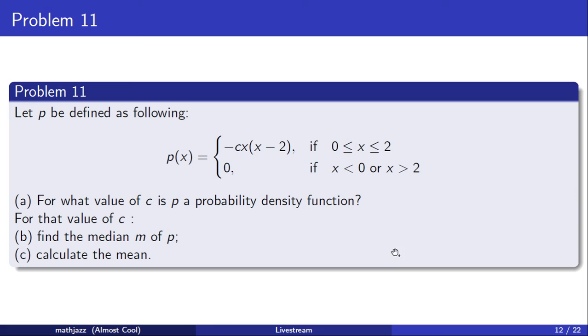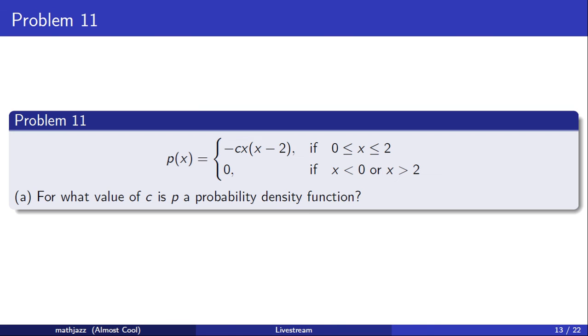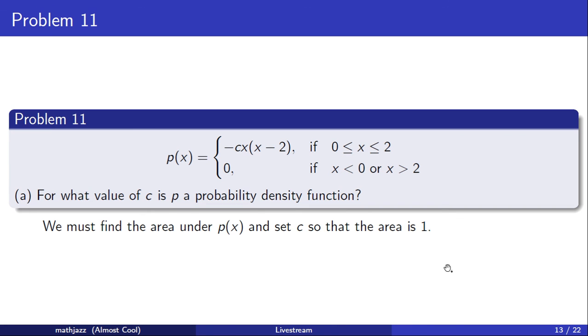Problem 11. So we have a probability density function. This probability density function is given as stated. We want to know what value of c makes this a probability density function. Well, the first thing to note is that we need to make the integral of p of x from negative infinity to infinity equal 1. We need the area under the curve to be 1.